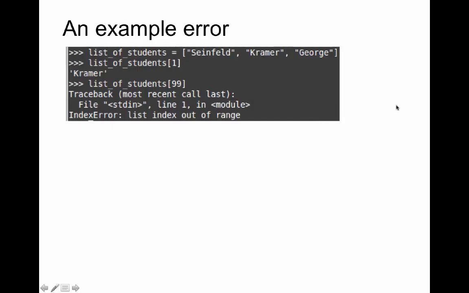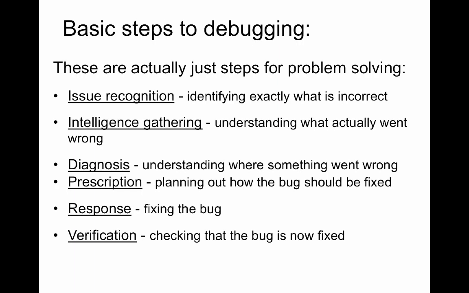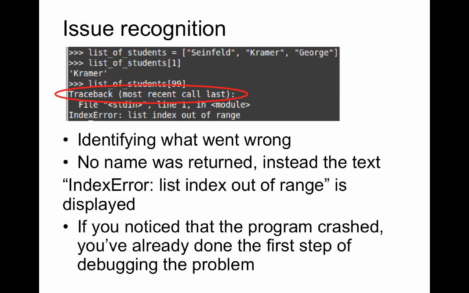So just right off the bat, just because I went through this with you, it's very clear that you don't have 100 students in your class. And if you don't have 100 students in your class, you can't get the name of the 100th student. But let's say you'd never even thought about this before, and you're going to go through it step by step, just like we listed in the steps of problem solving before. So step number 1, issue recognition. Figuring out in the first place that something went wrong.